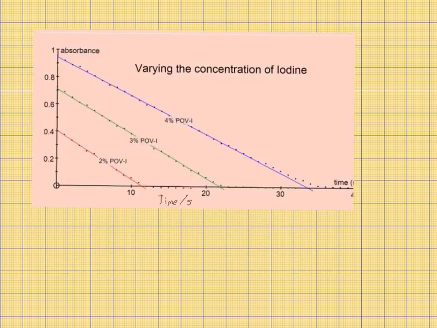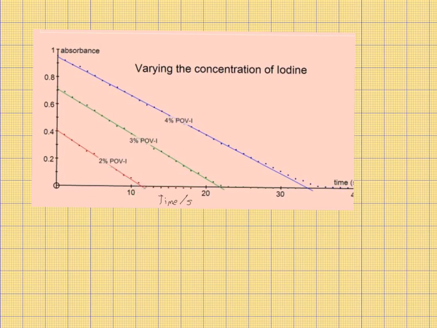There were 3 separate investigations carried out in which the concentration of iodine was reduced from 4% to 3% to 2%. On the y-axis we have absorbance, and on the x-axis we have time. Notice that absorbance has no units. So you can see over time, as time goes on, the absorbance drops as the amount of iodine in the reaction mixture reduces.